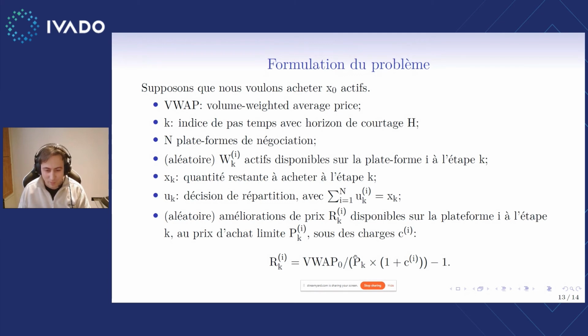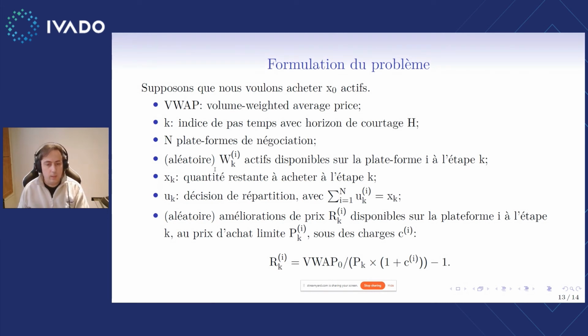With some questions. So you have the volume weighted average price, that is VWAP. K is simply the time step. You have N trading platforms, and you assume to have W_K^i assets that are available on the exchange platform i at step K, but it is something that is random, it is unknown.